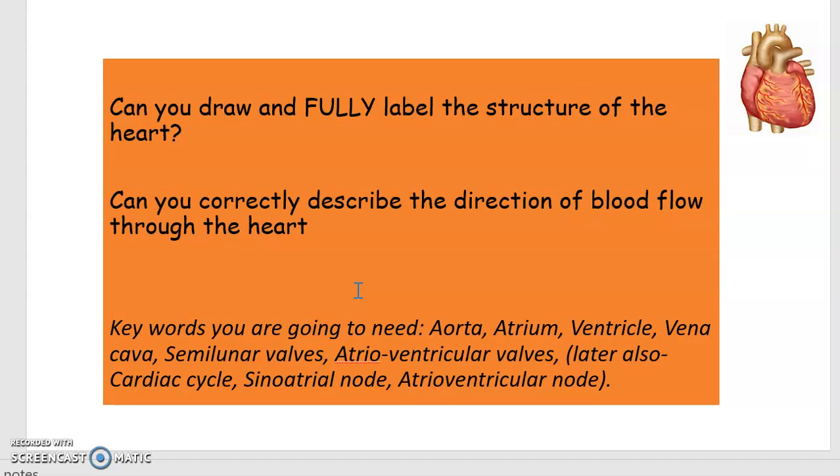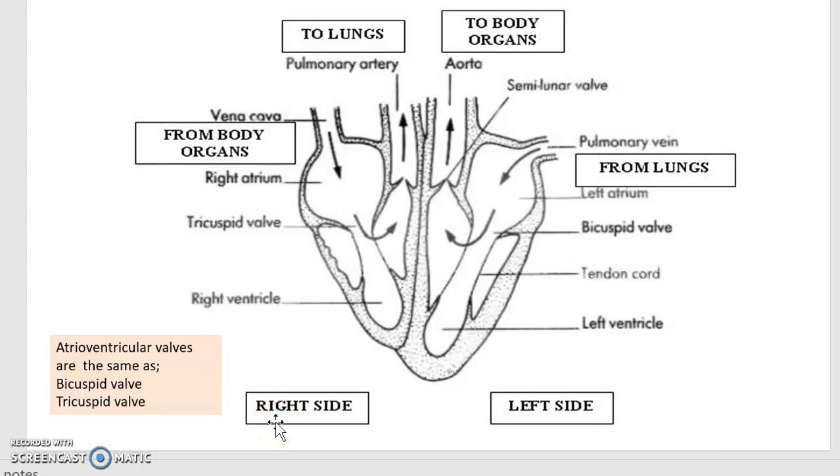So next test, if you like, can you fully draw and label the structure of a heart? Can you show the direction that blood flows through the heart? These terms at the bottom here, and many of these are ones that you ought to be familiar with. So again, I'd pause the video here, I'd have a go at drawing that before moving on. Hopefully this is something that you've managed to construct.